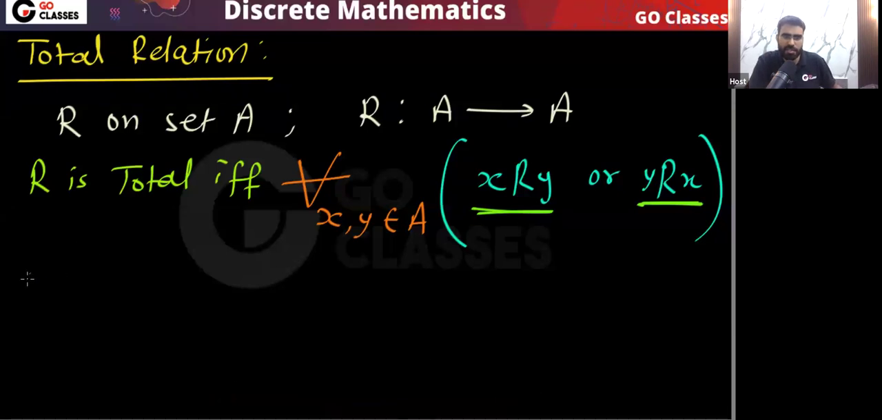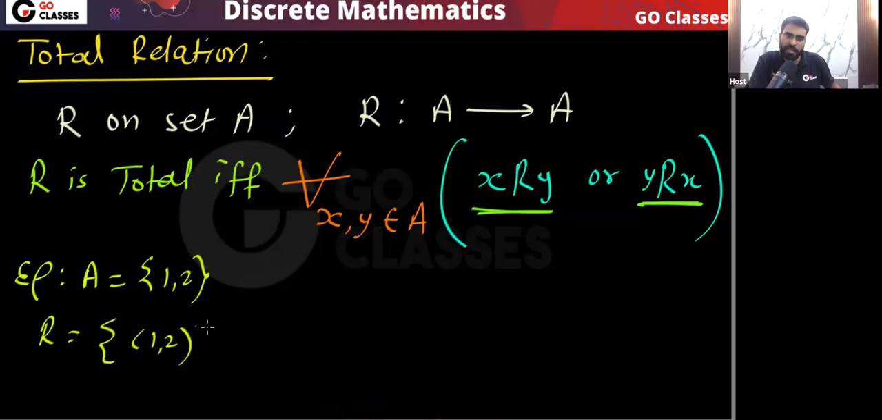Tell me one thing. Is this a total relation? Here is an example. Let's assume your base set is 1, 2. I am giving you a relation: 1 is related to 2. You tell me, is this relation a total relation? This is not a total relation.